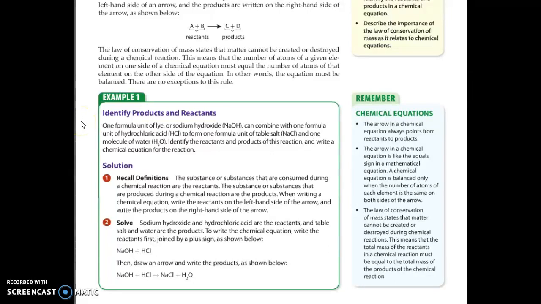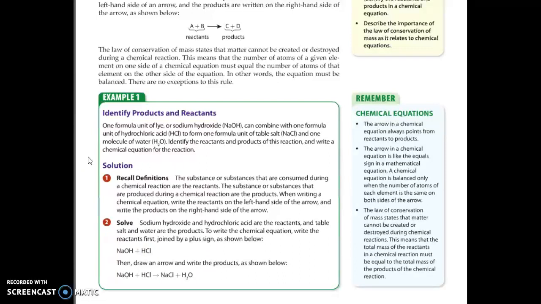Identify products and reactants. One formula unit of NaOH, or sodium hydroxide, can combine with one formula unit of hydrochloric acid to form one formula unit of table salt and one molecule of water. Identify the reactants and products of this reaction and write a chemical equation for them.